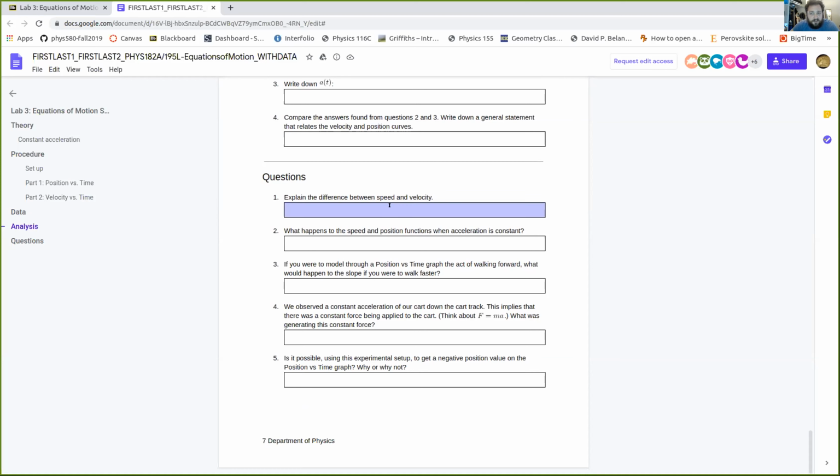Difference between speed and velocity. We talked about that a couple times, right? Scalar and vector. Let you figure out which one is which. What happens to the speed and position function when the acceleration is constant? Well, that's the situation we're in, right? Our acceleration was constant. So what happened to the speed and position functions? They really should say velocity, I think, but what happened to your velocity function? What happened to your position function? Visually, right? It's kind of weird. I think they're really looking for what does it look like?